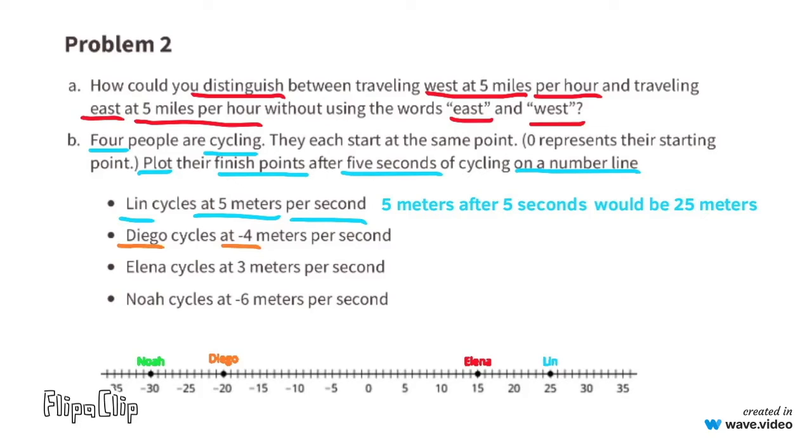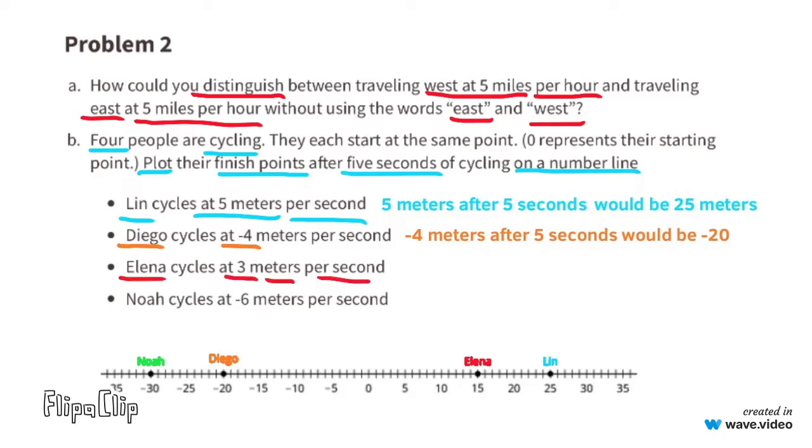Diego cycles at negative 4 meters per second. Initially that sounds kind of strange, but this could mean that Diego cycles 4 meters to the west per second. Negative 4 times 5 would be negative 20. So look at the number line and you can see that I've plotted Diego's ride at the negative 20, which is to the left of 0 on the number line.